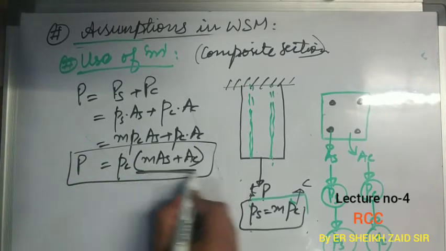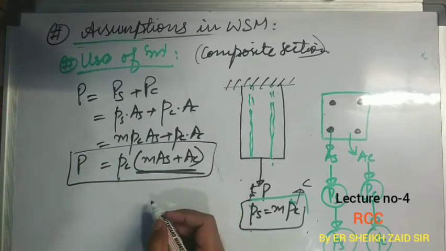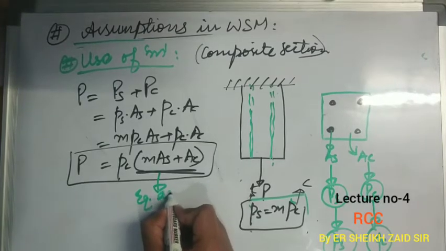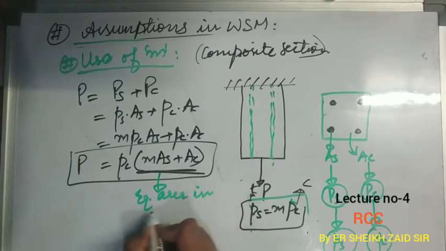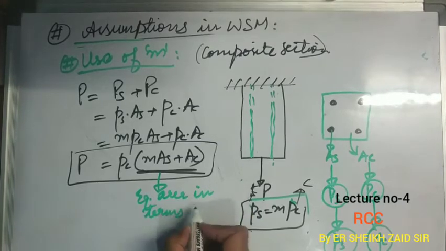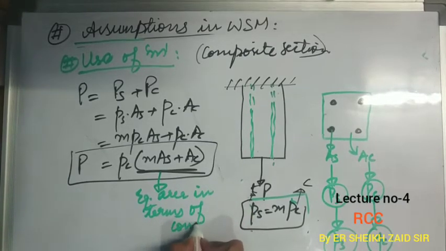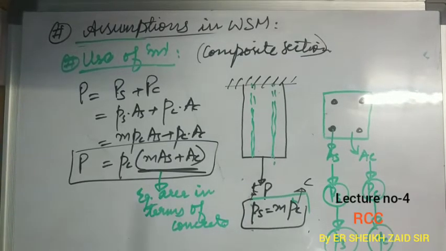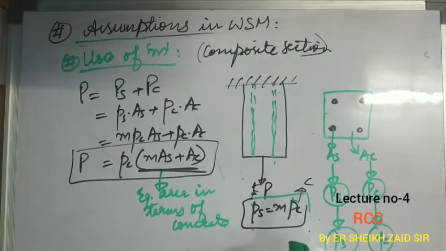See, this portion is called the equivalent area in terms of concrete. So in this composite section, we have converted the area of steel into equivalent area of concrete. So this is the main function of this modular ratio.